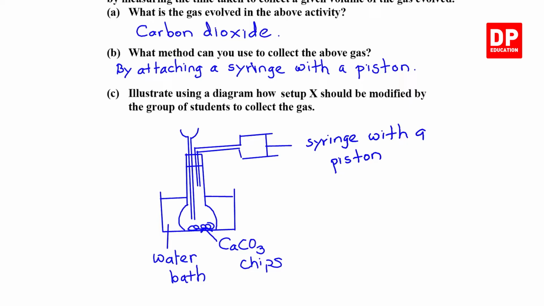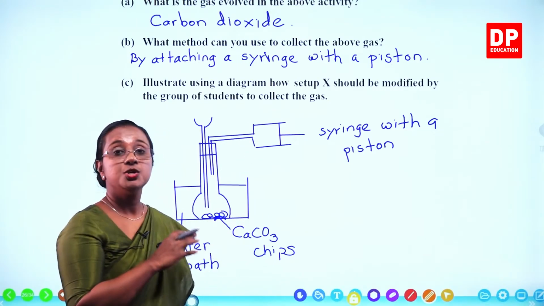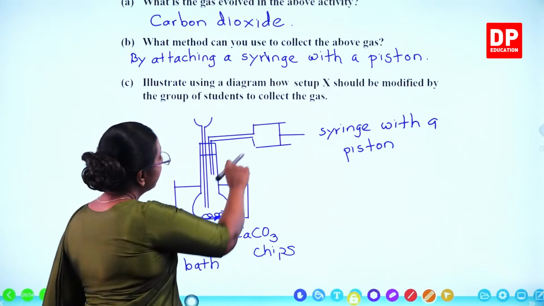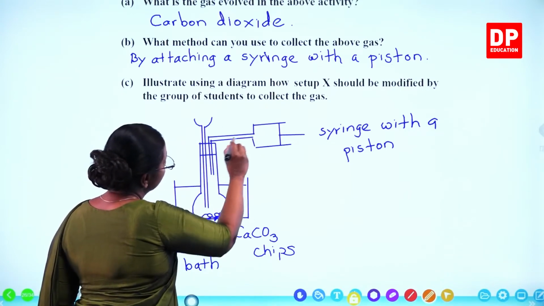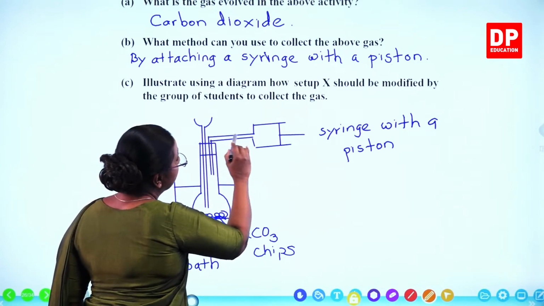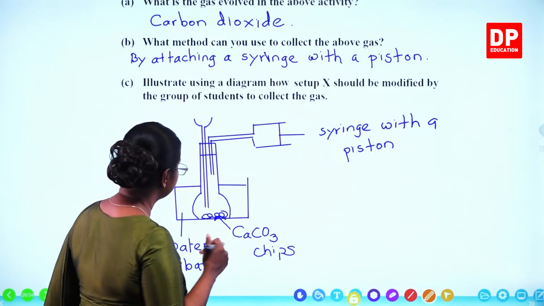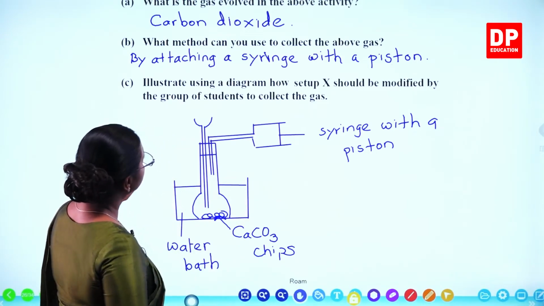So normally before attaching, the syringe piston has to be pushed up to this point, so there is nothing inside the syringe. Once you attach it, when the reaction is taking place, the gas will evolve and it will be directed through this glass tube and into the syringe. So the piston will be pushed back and the gas will be collected. So that is what we do to collect the gas.